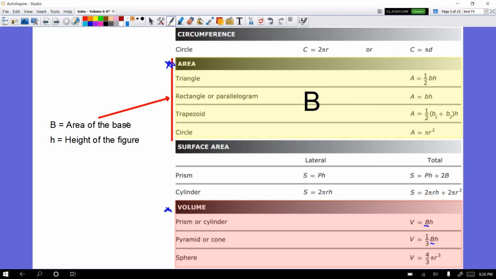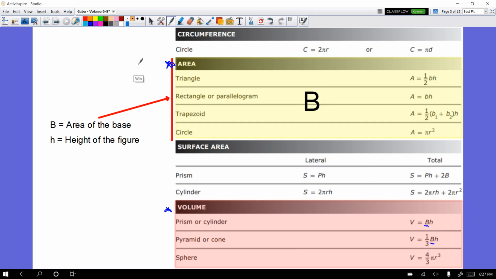And we're going to go through and define what is the base of a three-dimensional figure. How do you determine that? What's a foolproof way of identifying the base of a three-dimensional figure? Then we're going to go over how to find the height of a three-dimensional figure and the differentiation between the height of a three-dimensional figure and a two-dimensional figure.